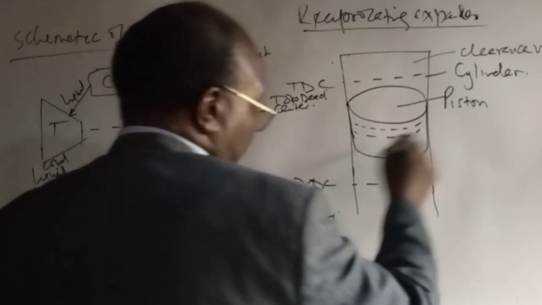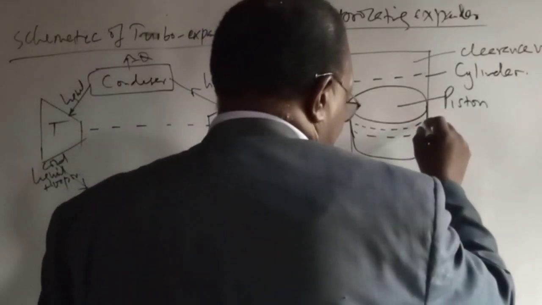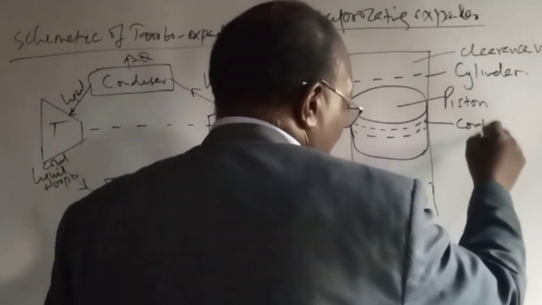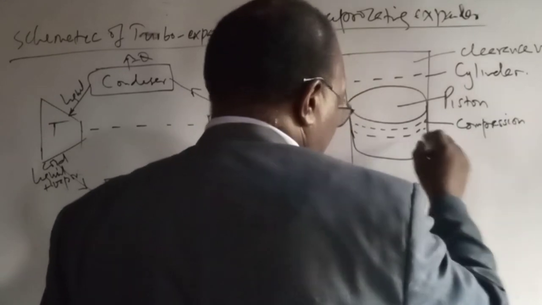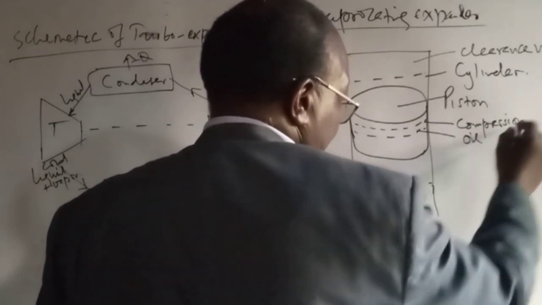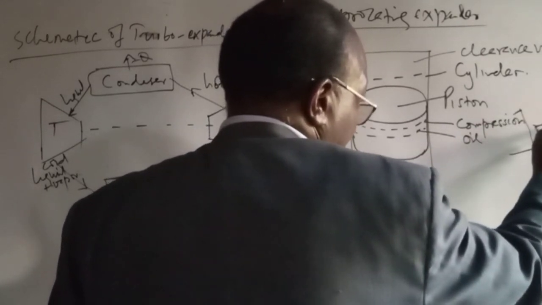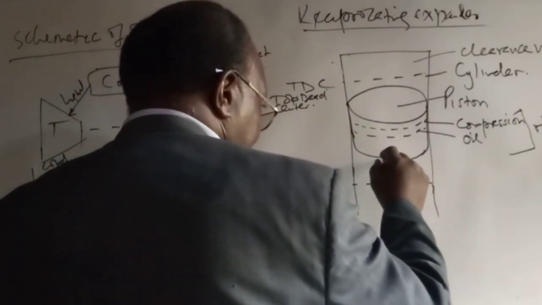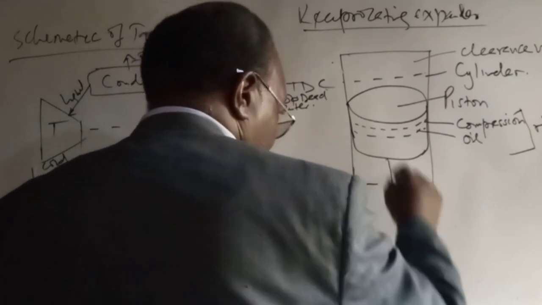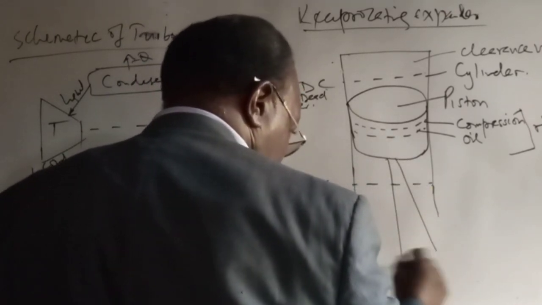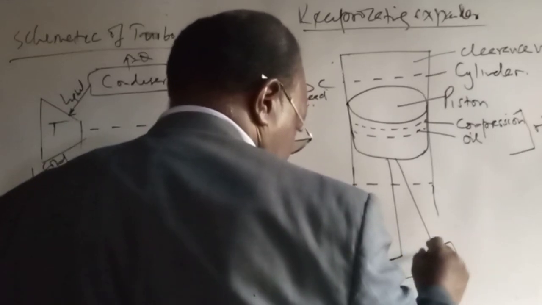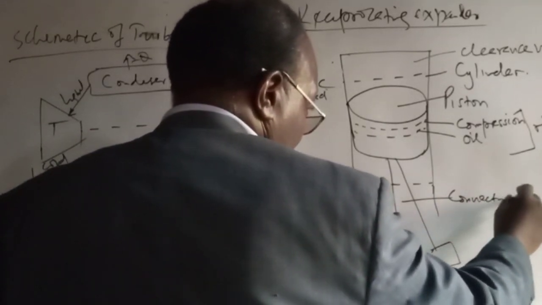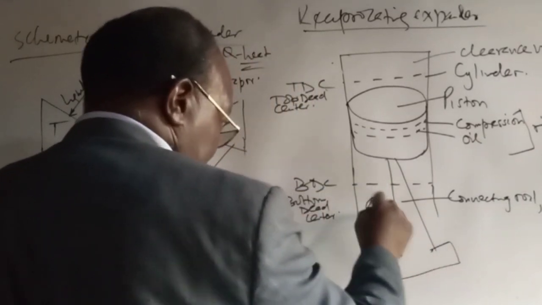Now, this piston, I've marked this deliberately. They normally have rings. And one of these rings normally deals with compression, and another one deals with oil. So these are rings which are common on this piston. And of course, there is a connecting rod. Of course, the motion will be reciprocating.